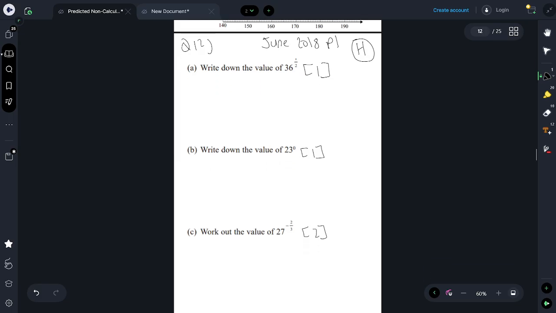Okay, question 12. Again, they love asking these sort of index questions, like the middle of the paper, just a few marks. Just check you know your index laws. So you should know 36 to the half for 1 mark. A half, oh well, the square root of 36, which is just 6. 6 squared is 36. Cool. 23 to the 0. You should know anything to the 0 is just 1.